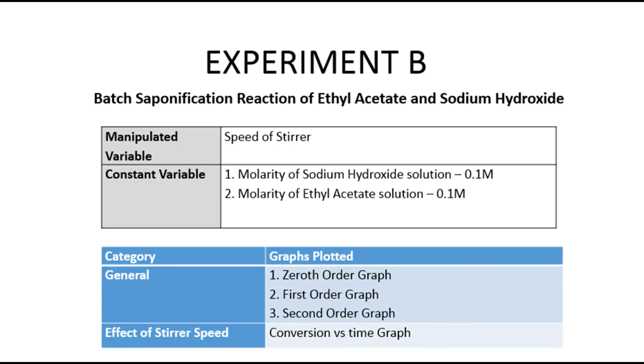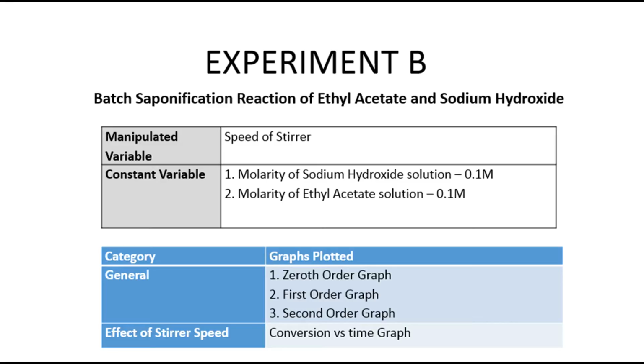Experiment B. Batch saponification reaction of ethyl acetate and sodium hydroxide. Discussion on the order of reaction of each stirrer speed. Once we have determined the calibration curve from the first part of the experiment, we can use it in order to carry out the second part of this experiment.